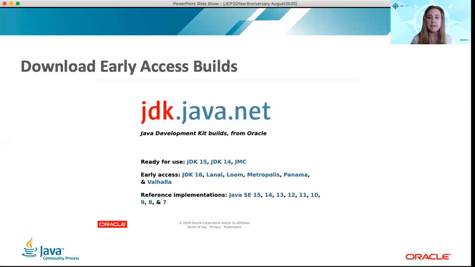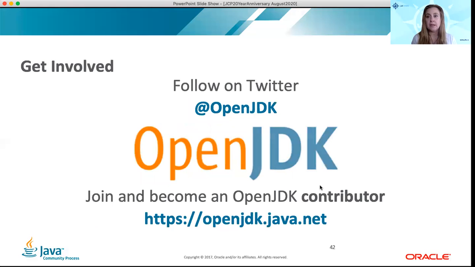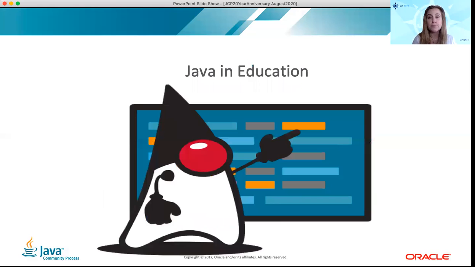So that means you can download the early access build and test it out against your applications to monitor what changes you would need to make or any dependencies that you might have. And then there are also some project specific builds that I mentioned earlier. So that's where you can get them, for instance, Loom, Panama, and Valhalla. If you're interested in being a contributor to OpenJDK, you can also do that on openjdk.java.net. There's a process there for becoming an OpenJDK contributor, or you can just follow OpenJDK on Twitter if you're interested in seeing what new JEPs are being introduced.